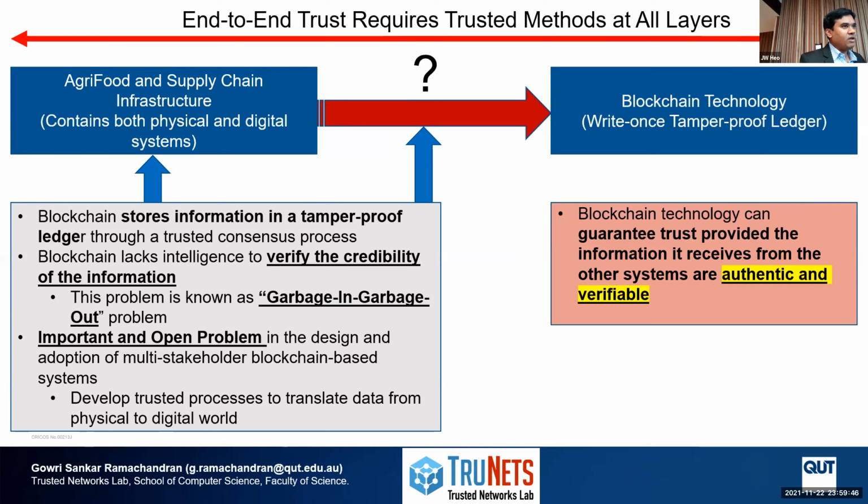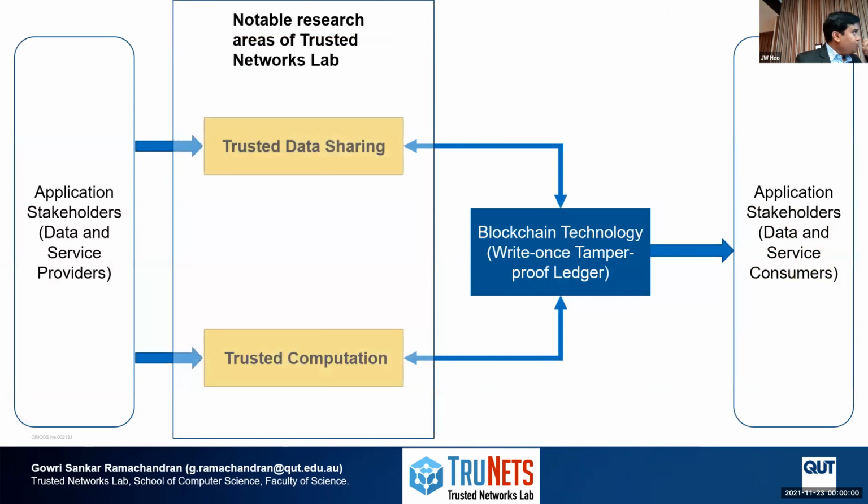So that's the problem that I want to emphasize here. Therefore, we need solutions that guarantee end-to-end trust. That means that from the data source all the way up to the blockchain, we need to have solutions to guarantee trust. And this is where we are carrying out some of the research work here in our Trusted Networks Lab at QUT. So our focus is on building trusted data sharing and trusted computation solutions that sit between these data providers and the blockchain technology.